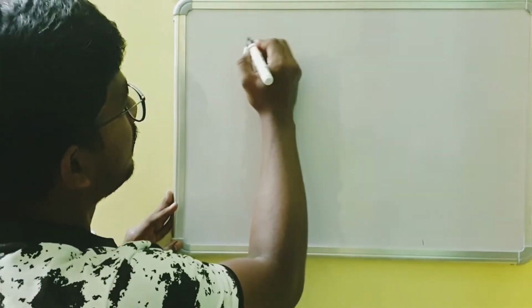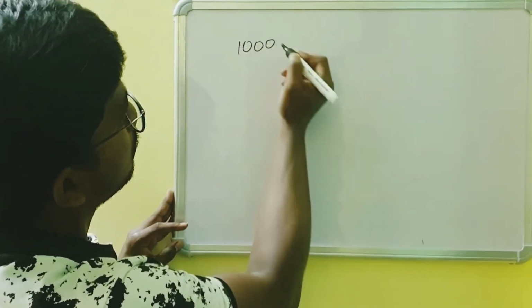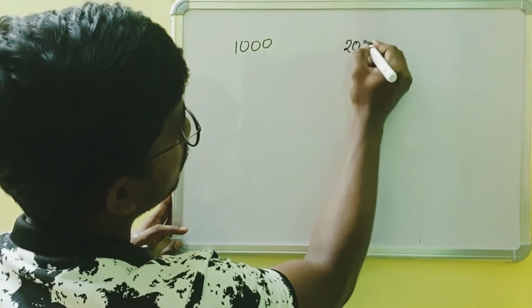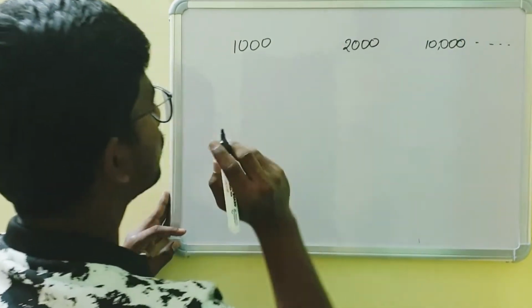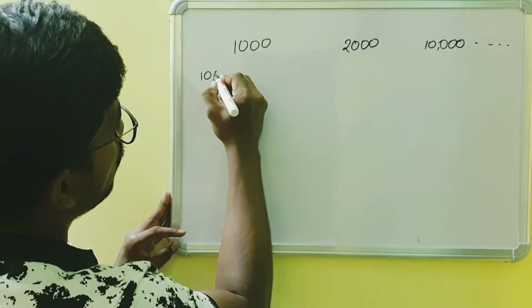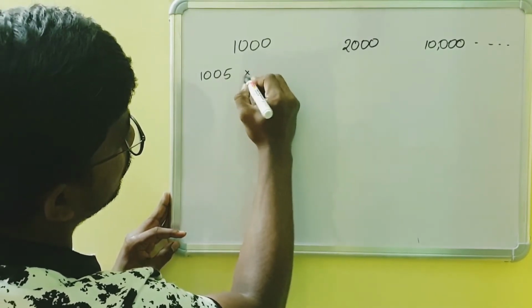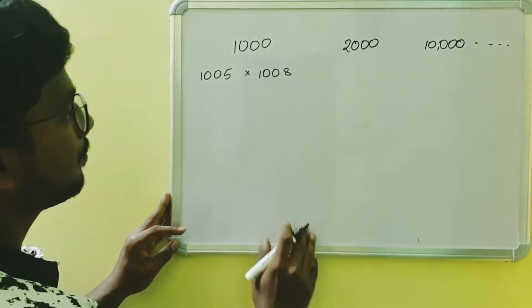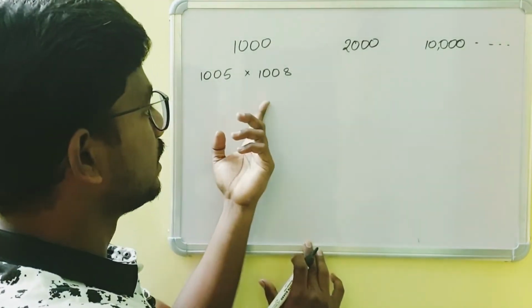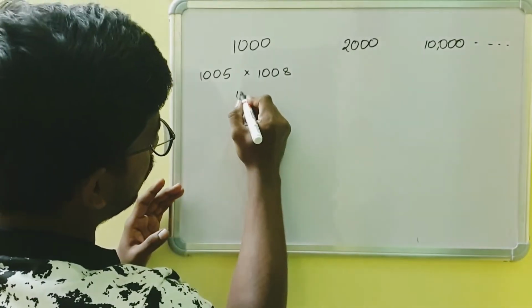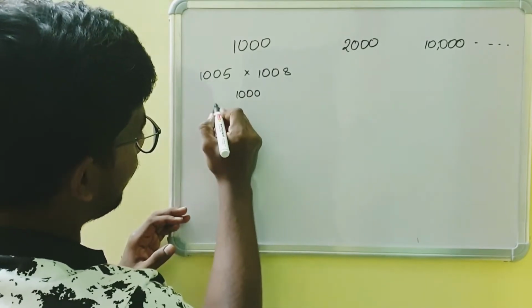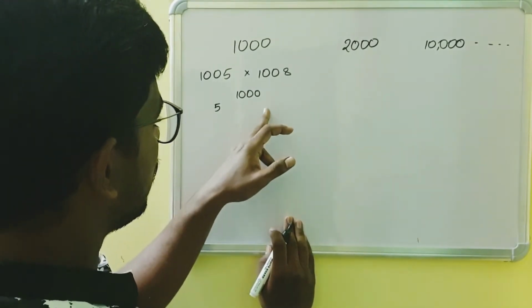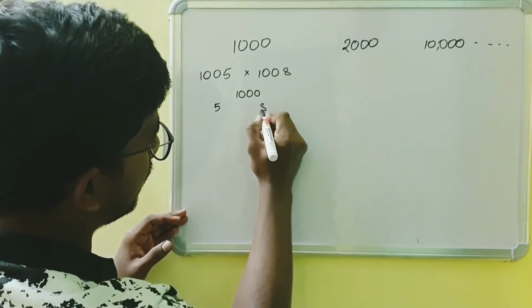So let us see the examples in thousands. I will take examples for 1000, 2000 and 10,000. We can take it forward also. See, for 1000 I will take 1005 into 1008. These numbers are greater than 1000 and are also nearer to 1000. So I am taking 1000 as my common value, and taking the difference of 1000 from 1005, I will get 5 as the difference, and 1000 from 1008, I will get 8 as my difference.